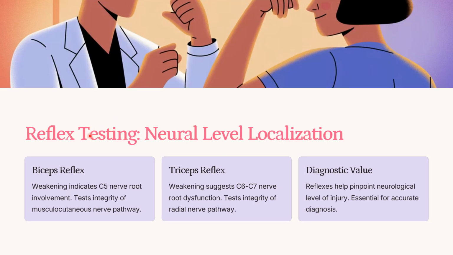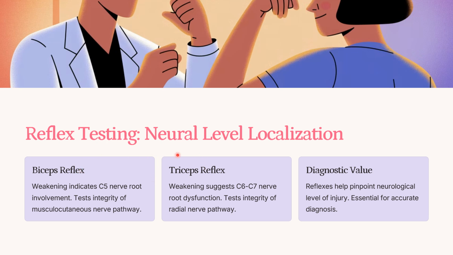So let me brief you about how these reflexes testing as well as neural level localization work. If you see the biceps reflex, what we saw, it is supplied by the musculocutaneous nerve. And the nerve root of the musculocutaneous nerve is C5, C6, C7, isn't it? So the weakening of C5, C6 per se will result in absent biceps reflex.